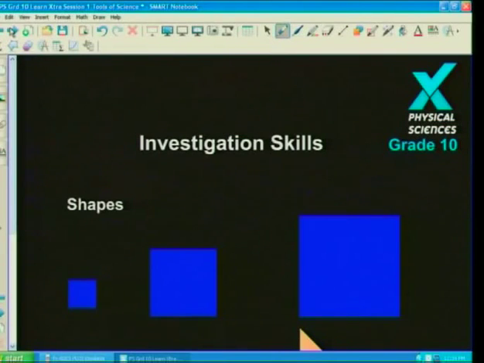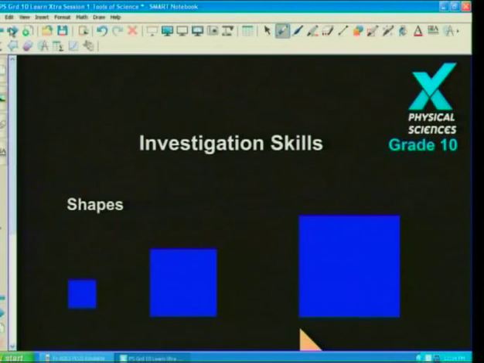So let's just make sure that you're all on the right page, and that we've got the ideas of what an investigation is all about. So I want to deal with seeing investigations as the core of science. I want to start by talking about some investigation skills.